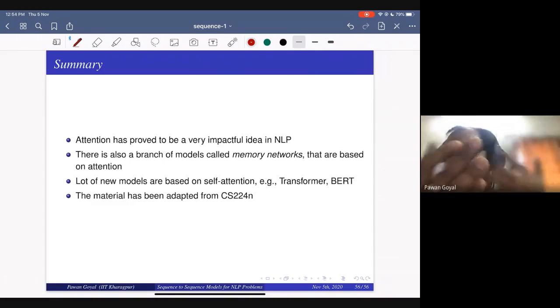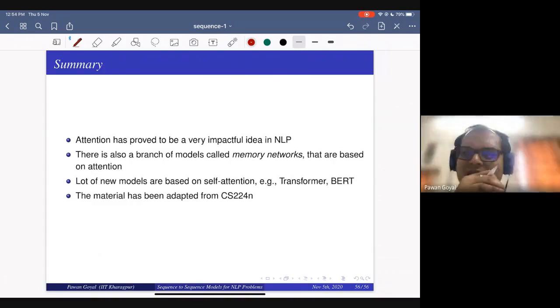There is a lot of variety in attention. I just gave you the brief idea about it. And there are a variety of models like memory networks. And then there are transformer models that are completely based on attention, that do not use the recurrent connections at all. And yeah, so this is all I had to say.